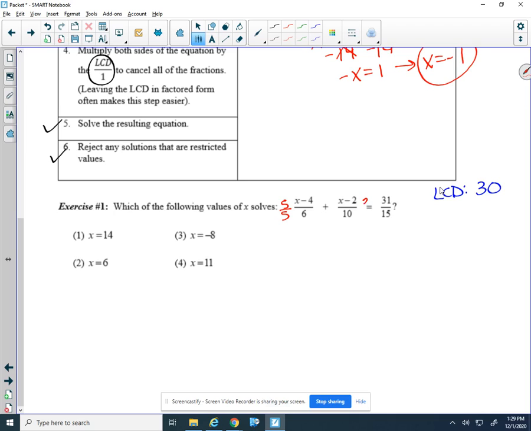My second fraction needs to be multiplied by 3. And my third fraction needs to be multiplied by 2. So this is going to give me 5x minus 20 over 30, because we have to distribute here. 3x minus 6 over 30. And 62 over 30. Now we're ready to add those two fractions on the left side of the equation. 5x plus 3x is 8x. Negative 20 minus 6 is negative 26.